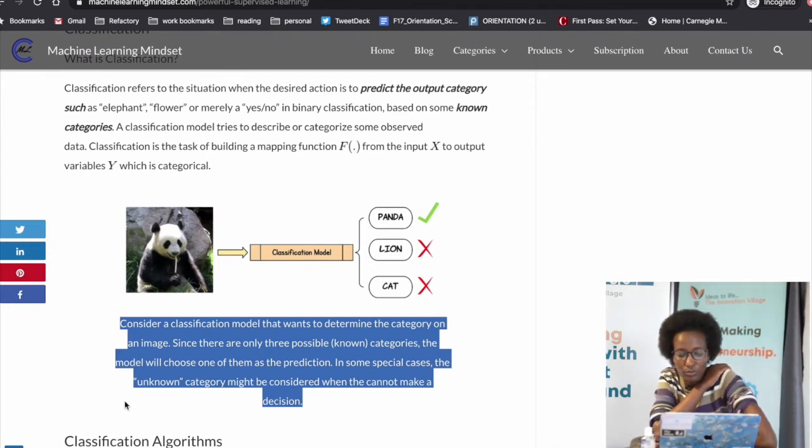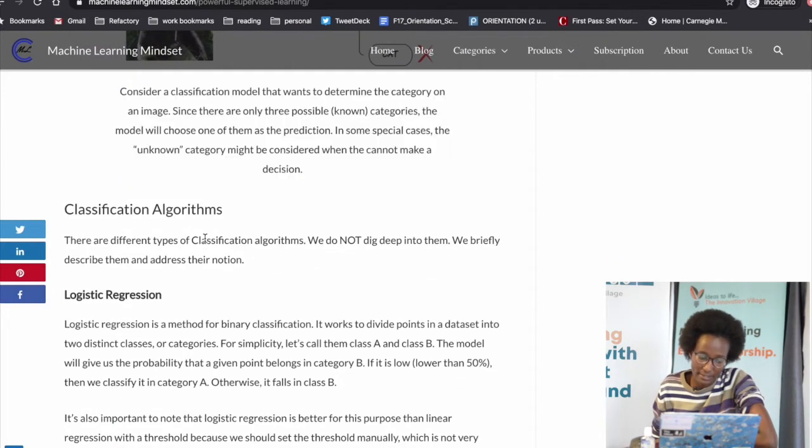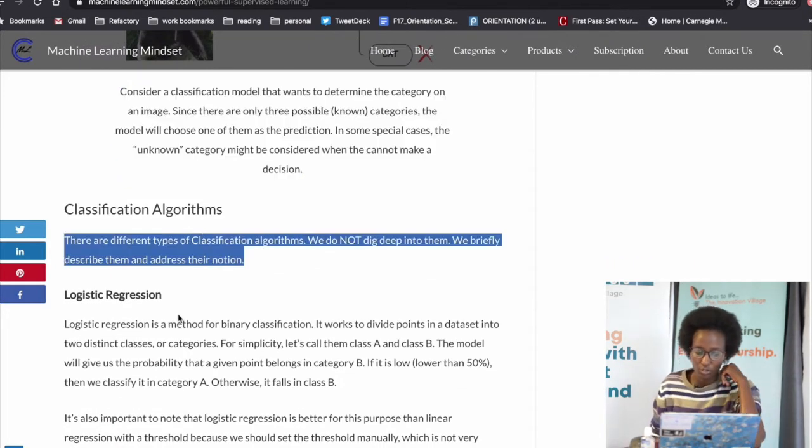Since there are only 3 possible or known categories, the model will choose one of them as a prediction. In some cases, the unknown category may be considered when the model cannot make a decision. Okay, so these are the different kinds of classification algorithms. There are different types of classification algorithms. We do not dig deep into them. We briefly describe them and address their notion.